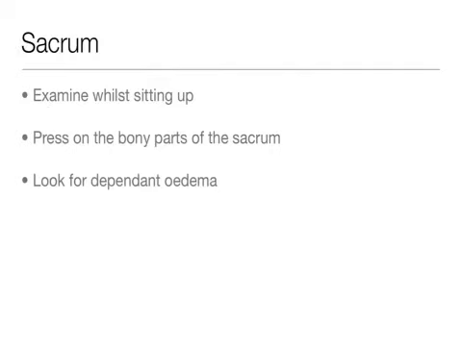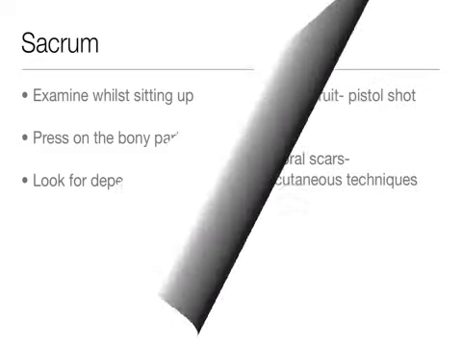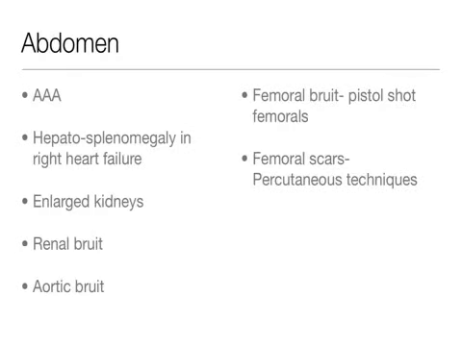Then, whilst the patient's sitting up, having listened to the back of their chest, you should have a look at the sacrum. Press on the bony parts of the sacrum and look for any dependent oedema. Then we'll move on to examination of the abdomen.